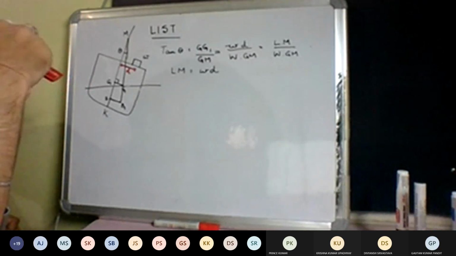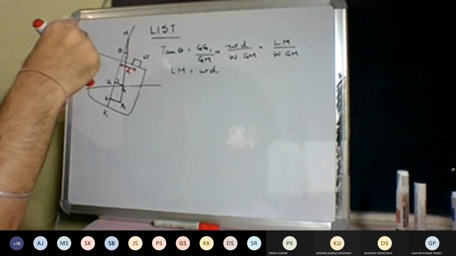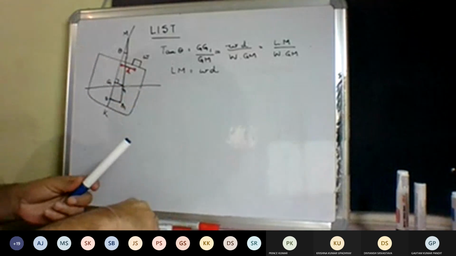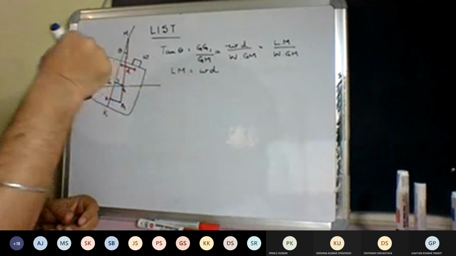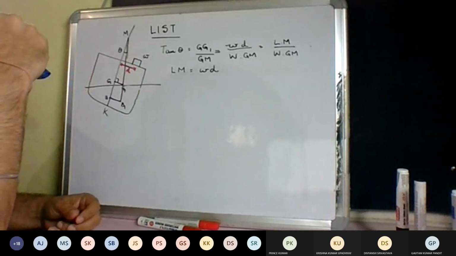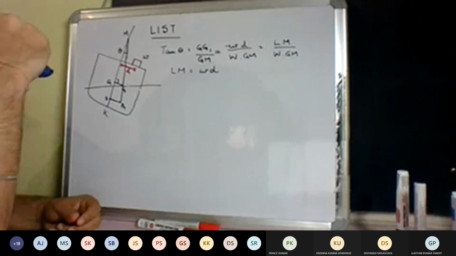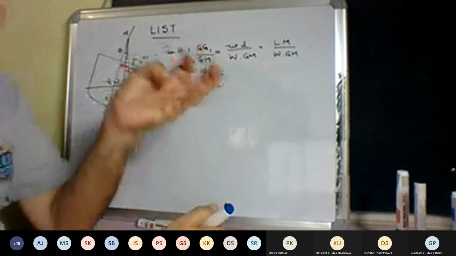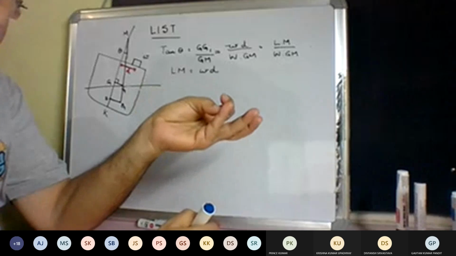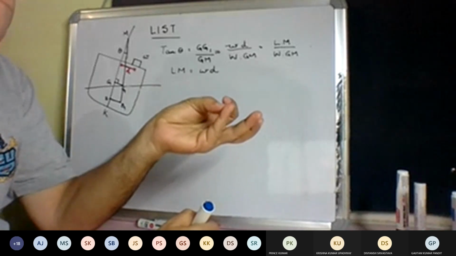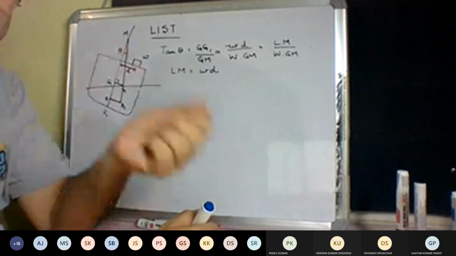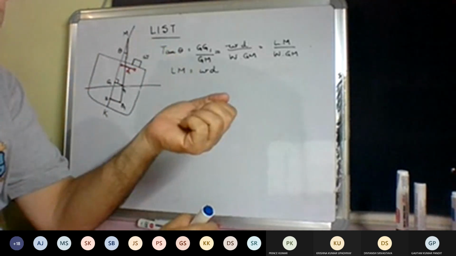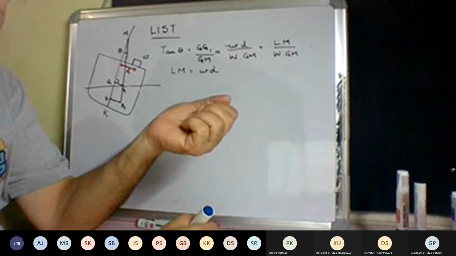सर एक बार LM समझा दीजिए सर. LM is listing moment. Listing moment is W into D. ये W और ये D. हमने जैसे किया था वर्टिकल मोमेंट, फ्री सरफेस मोमेंट, राइट? तो इसमें आ गया लिस्टिंग मोमेंट. Any force into any lever is called a moment.